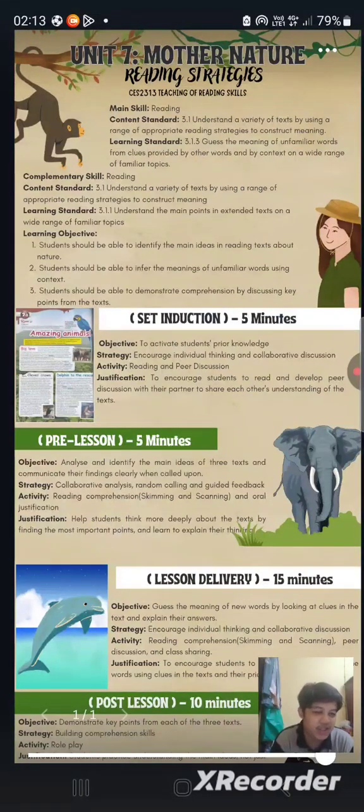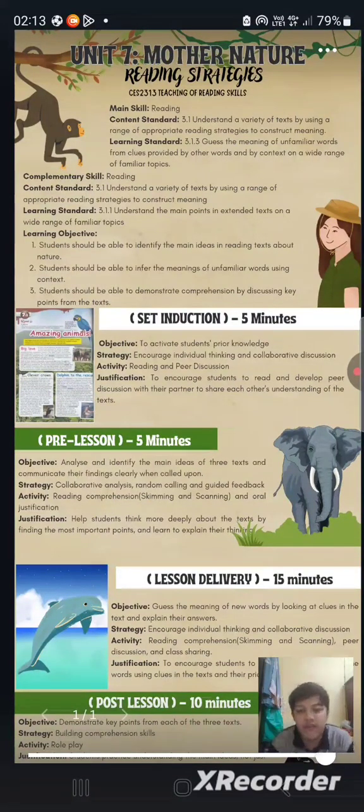Nature, which is my lesson plan. So my main skill and complementary skill is reading and reading. So we will be expecting a lot of reading sessions and Q&A. So the learning objective is basically for each lesson.